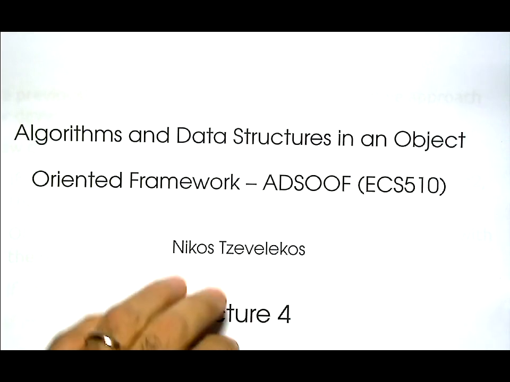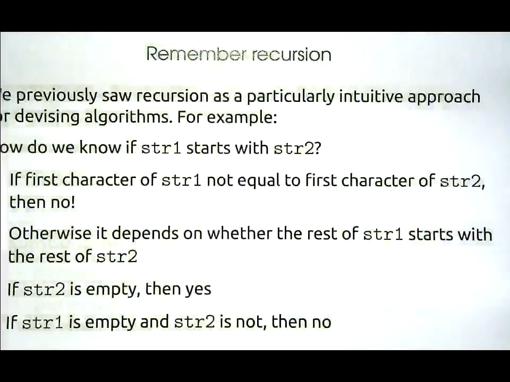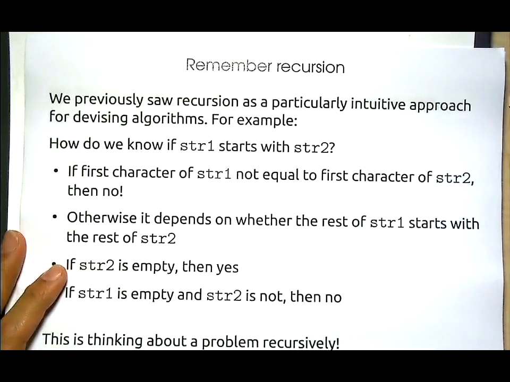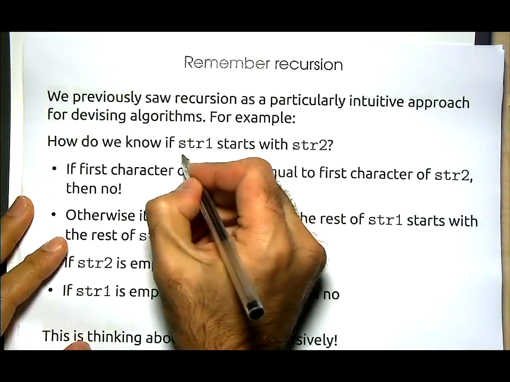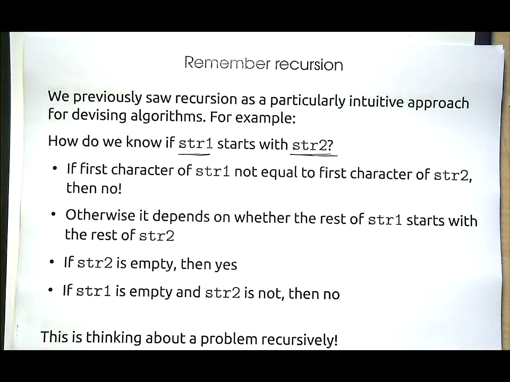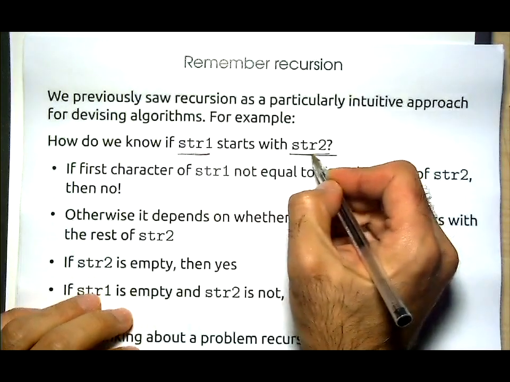So let's remind ourselves what recursion means. Recursion is the following idea. You want to solve a large problem, and you basically say, okay, can I come up with a solution that I can apply to smaller parts of the problem and then get the results of those and get the solution to the full problem. So for instance, suppose we have two strings, string 1 and string 2, and we want to check if string 1 starts with string 2.